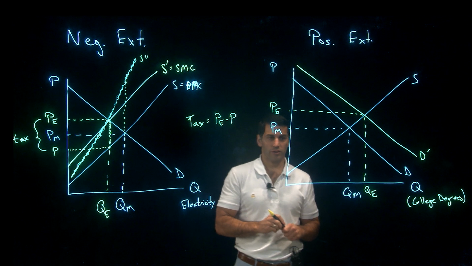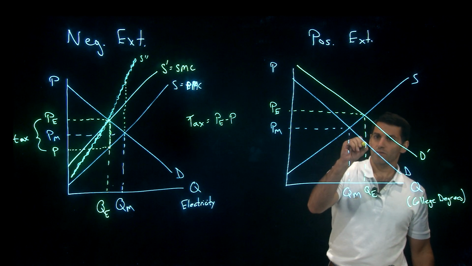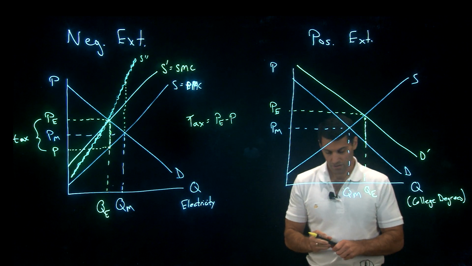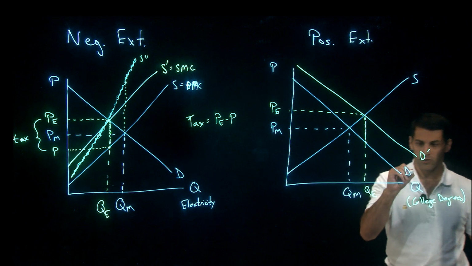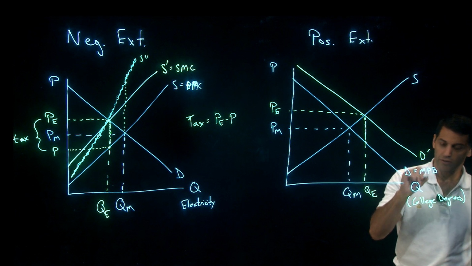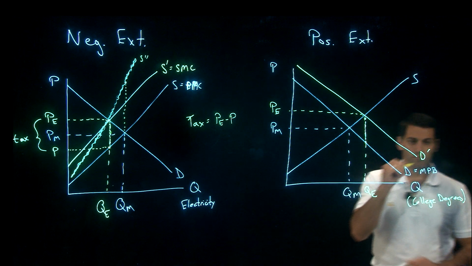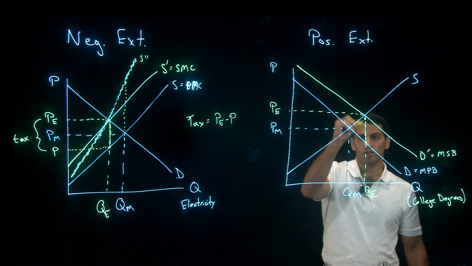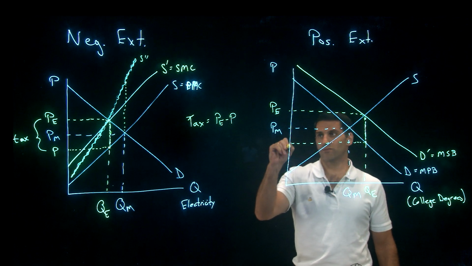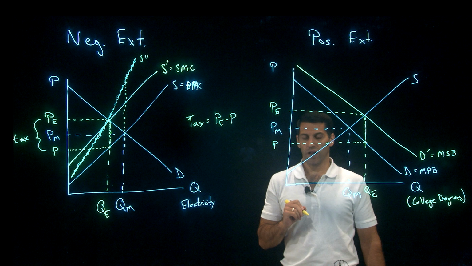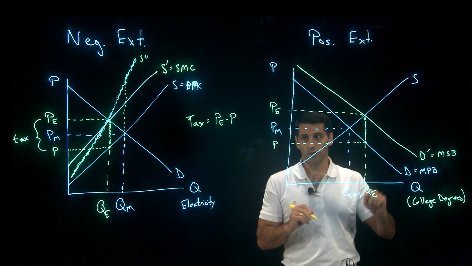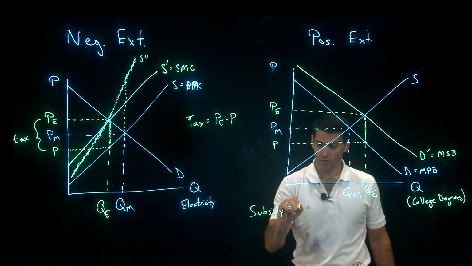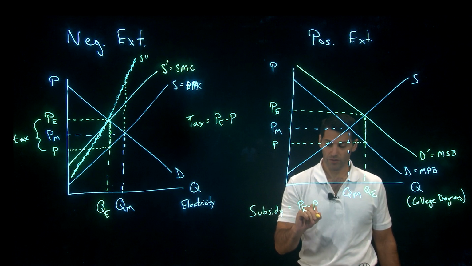Well, in this case, how do we get there? Again, look at this vertical distance between this demand curve, D, which is the marginal private benefit, and D prime, which is the marginal social benefit. So it includes that externality. And if you take that vertical distance, that's the value of the externality at QE. So now what we would do is put a subsidy in place equal to PE minus P.